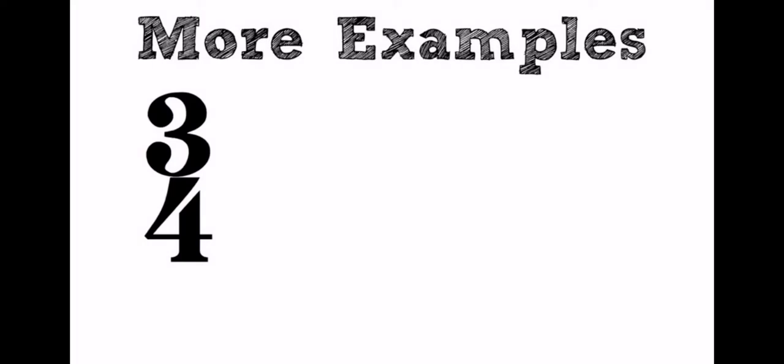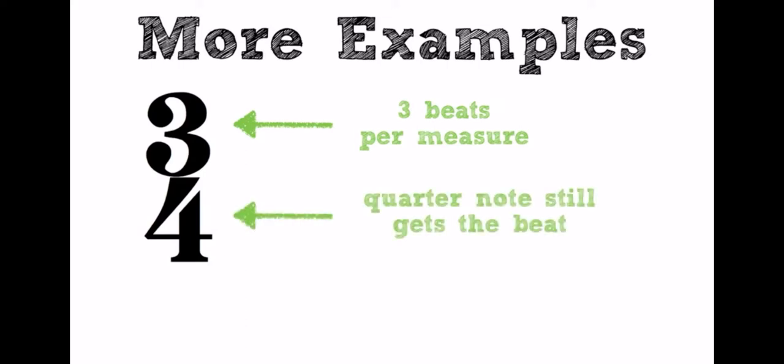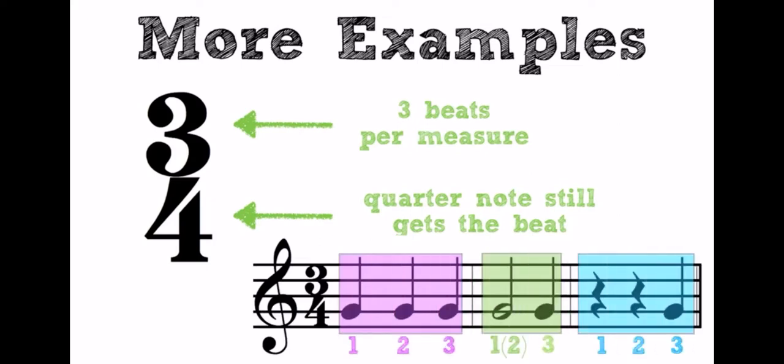This is a 3/4 time signature. The 3 on the top suggests that there are 3 beats per measure. The 4 on the bottom would tell us the quarter note still gets the beat. Some examples of 3/4 measures would be these 3.